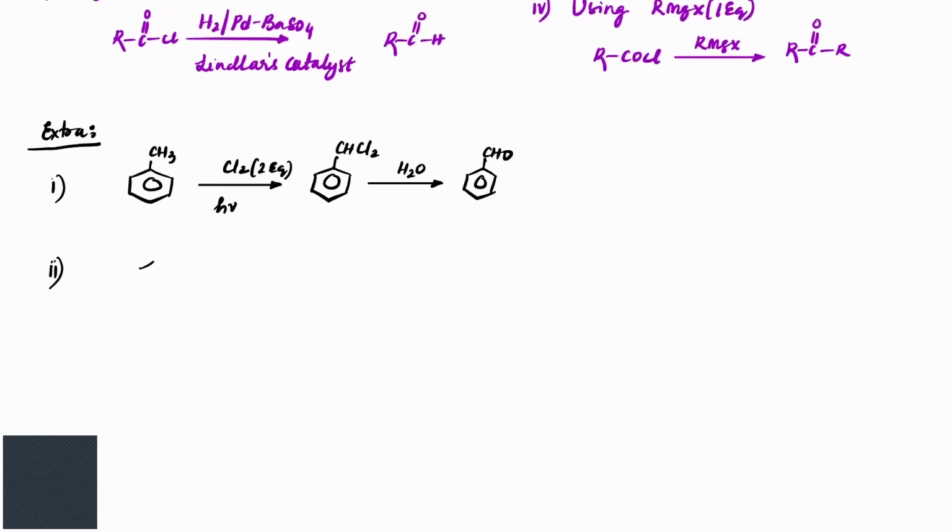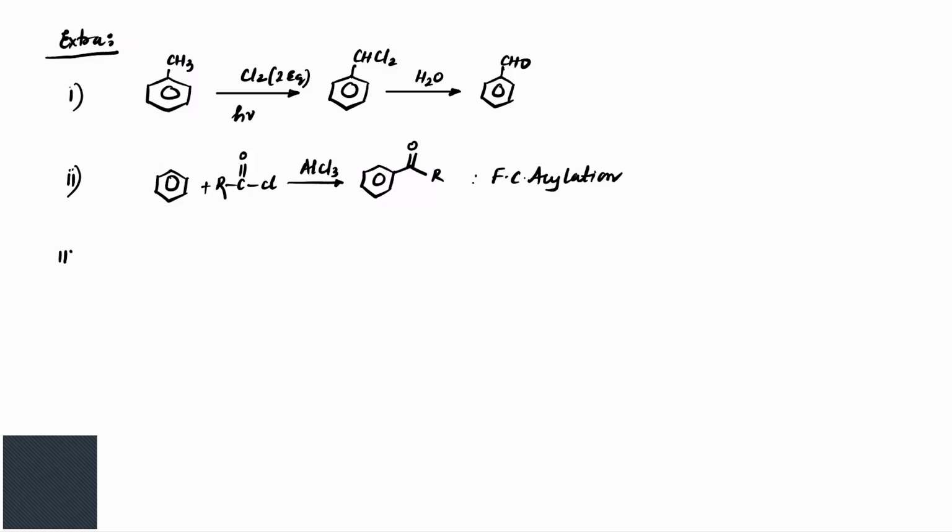Clear? Or we can have benzene plus RCOCl in the presence of AlCl3. This is Friedel-Crafts acylation. This way we'll get C6H5COR. So this is Friedel-Crafts acylation. That way you can get ketones.